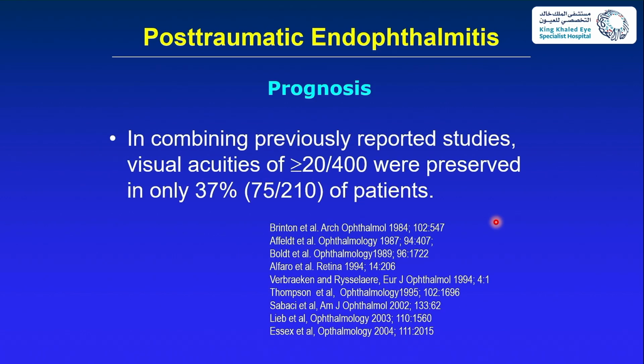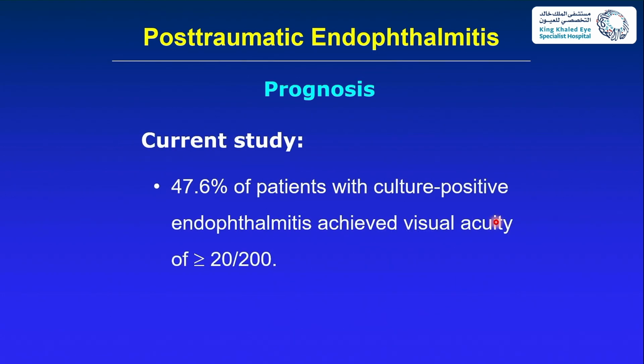In this study, we did a lot of work. When we combined the previously reported studies, visual acuities of 20/400 or better were preserved in only 37% of the patients. You're talking about 20/400 or better. Only 37% of the patients. This is in the previous studies. In our study, we were able to preserve vision of 20/200 or better in about 50% of the patients.